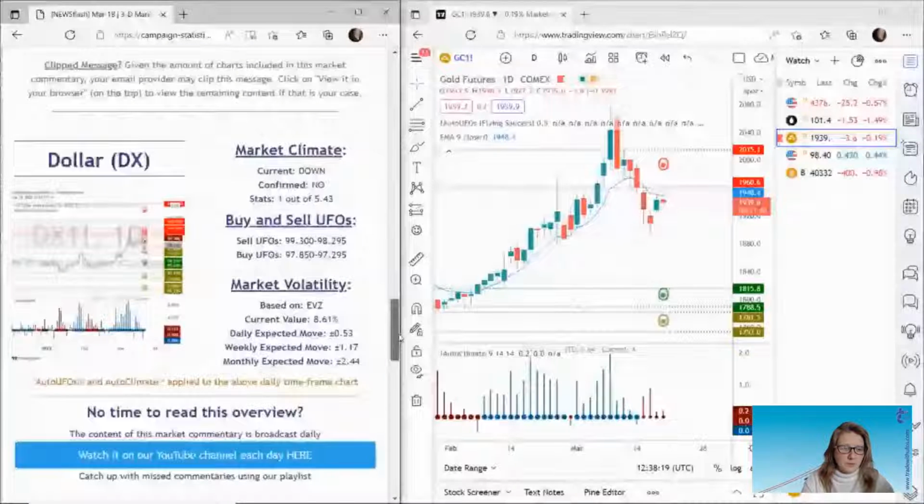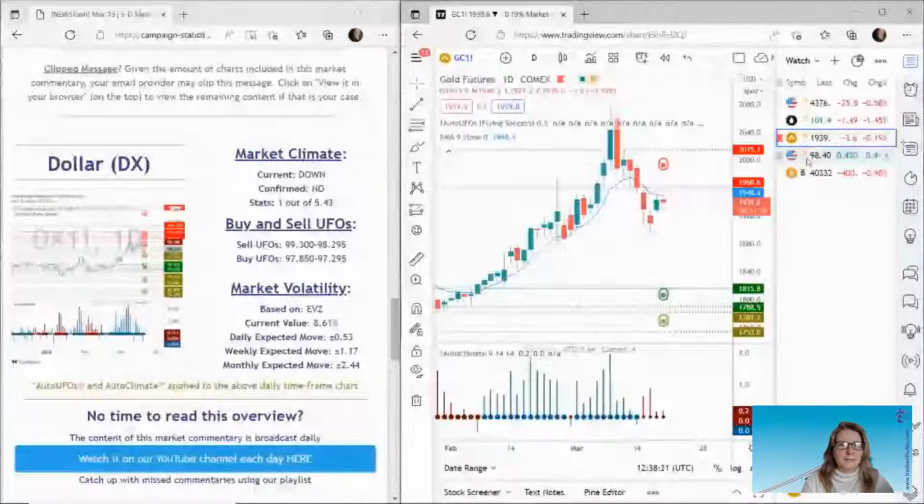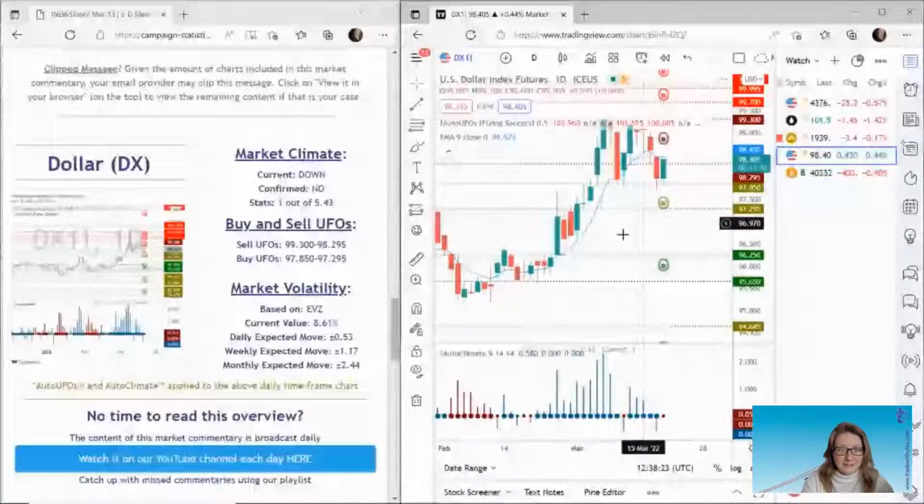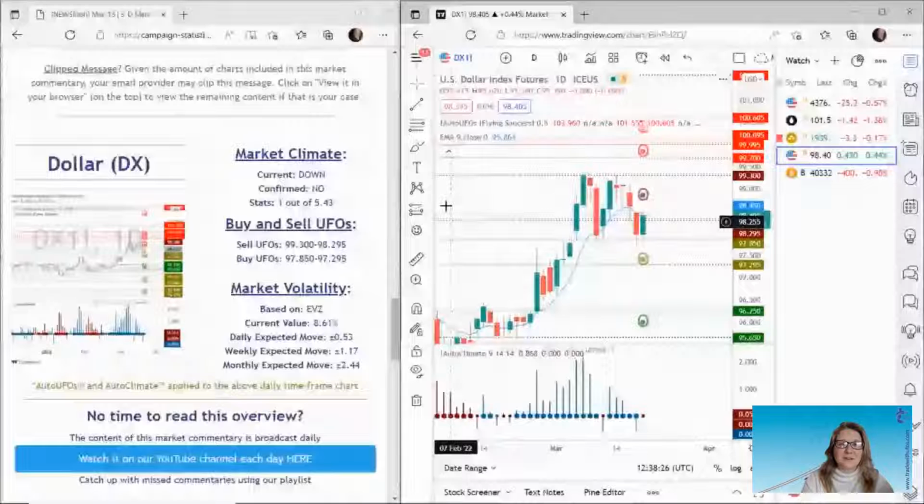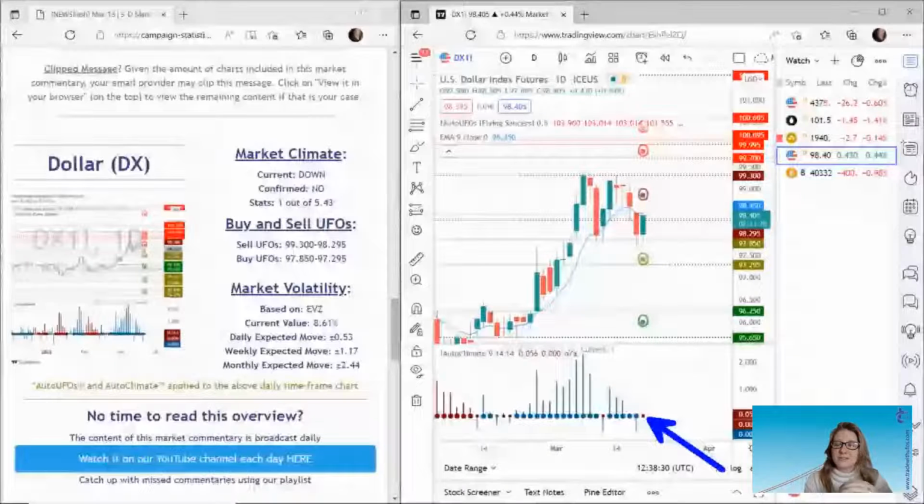The next market is the US dollar, which is responsible for about 80% of transactions worldwide daily. So be aware of it. Whether you trade it or not, it will affect a lot of other markets. Now, unsurprisingly, seems to be the theme today. Thin dots, unconfirmed climate, not enough probability either way. This market does not know what it's doing on this time frame.